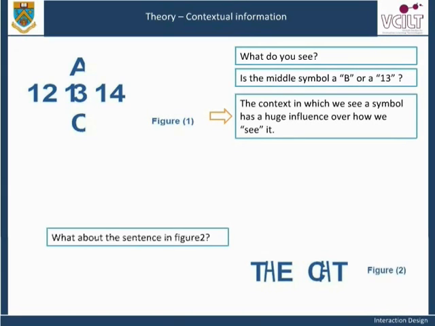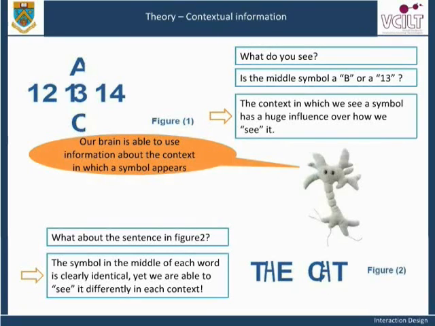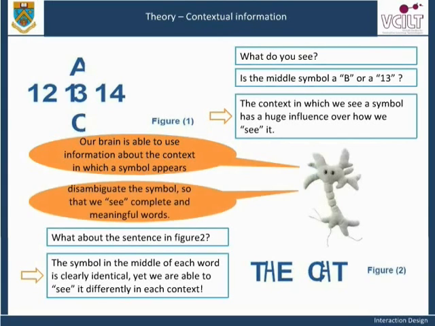What about the sentence in Figure 2? The symbol in the middle of each word is clearly identical, yet we are able to see it differently in each context. The cat, Fig 2. Our brain is able to use information about the context in which a symbol appears. It can use the contextual information to disambiguate the symbol so that we see complete and meaningful words.